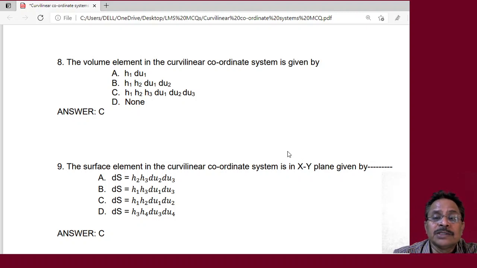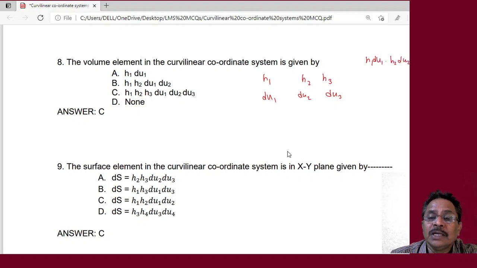Remember, in the curvilinear coordinate system we calculate h1, h2, h3, which are the three scale factors, as well as du1, du2, du3, the three differential length elements. Therefore the surface element is given by h1 du1 multiplied by h2 du2. In case of the volume element, it is the product of h1 du1, h2 du2, h3 du3. Therefore C is the correct answer of this question.